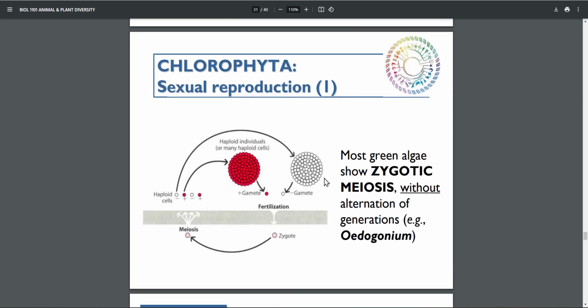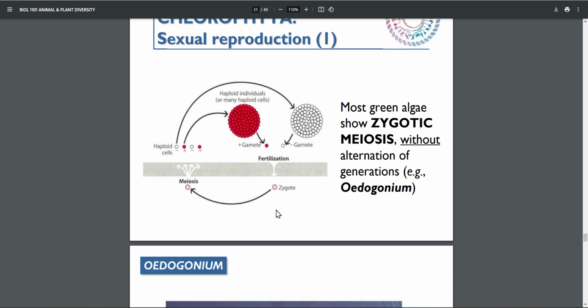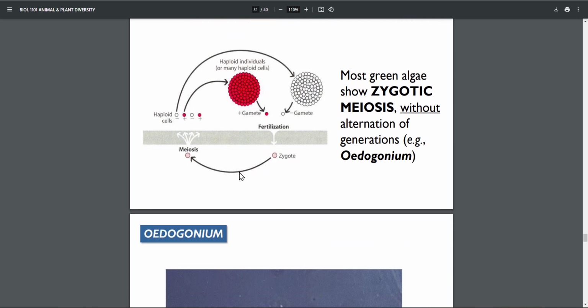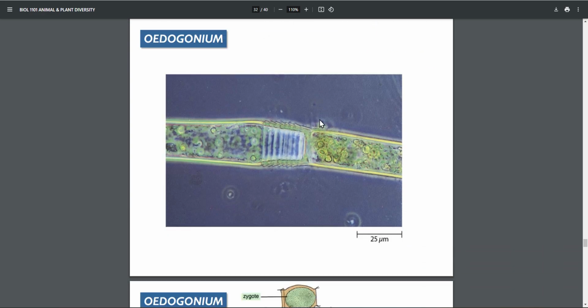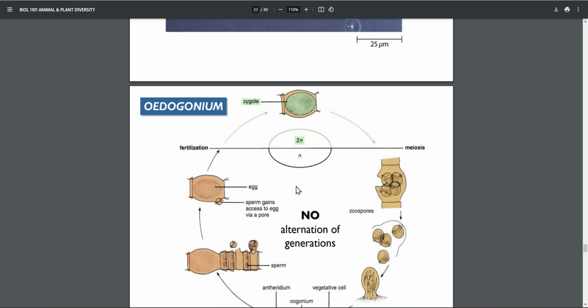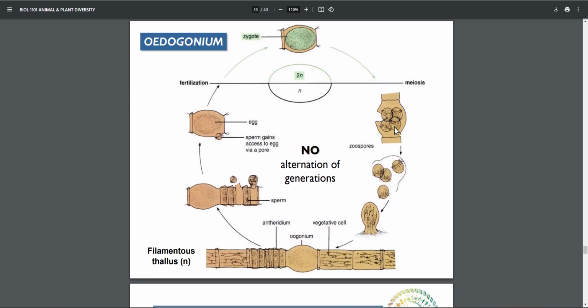And then we have sexual reproduction for green algae, and we have zygotic meiosis. This is finally something new for algae. So the zygote does not grow into an individual, but it will undergo meiosis to form haploid cells. These haploid individuals would develop and then produce gametes, which then fuse and fertilize. Okay, so this is one genus. I'm not gonna pronounce the name. Oh, so you see here the zoospores, the mobile spores.